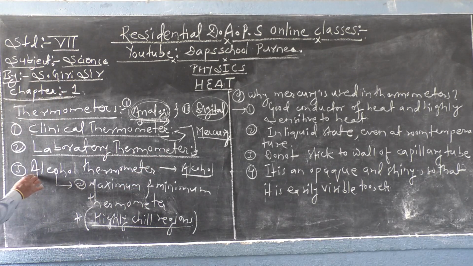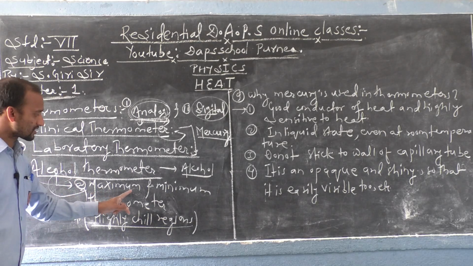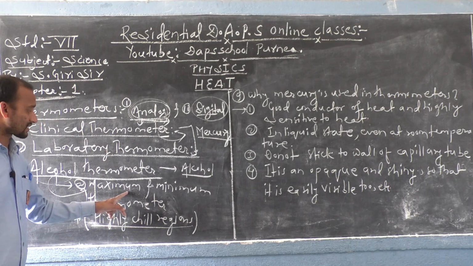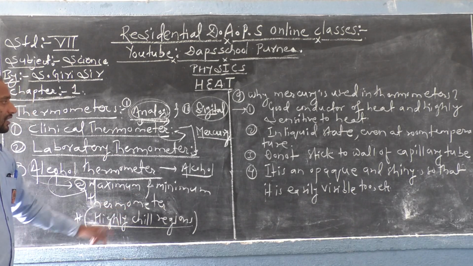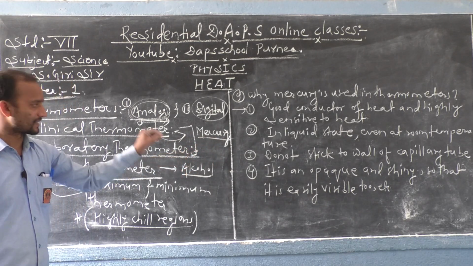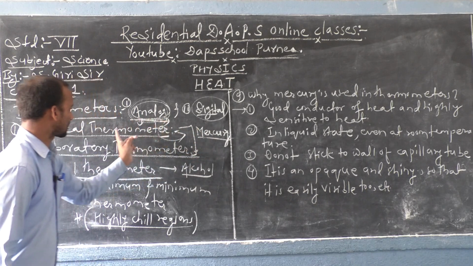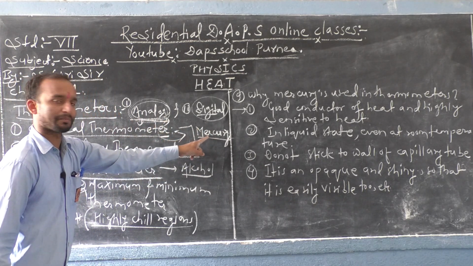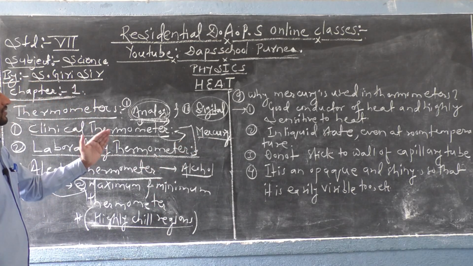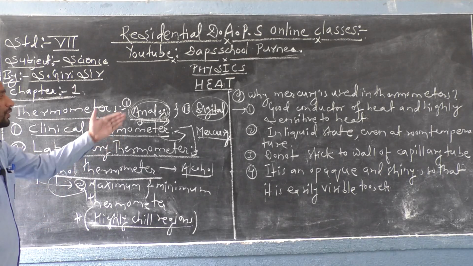Next you can see the alcohol thermometer, which is used a lot. Why is it known as the alcohol thermometer? Because alcohol is present inside this thermometer, and alcohol is a liquid which tells us the temperature. But these two thermometers use mercury as the thermometric liquid inside. Mercury is the name of an element, a metal. It is used in the clinical and the laboratory thermometer, and it tells the exact temperature of whatever we want to measure.